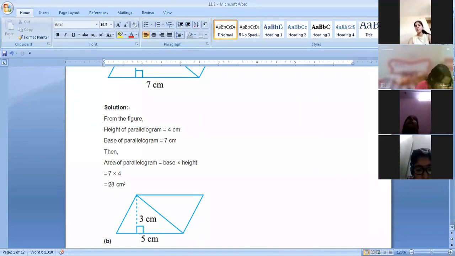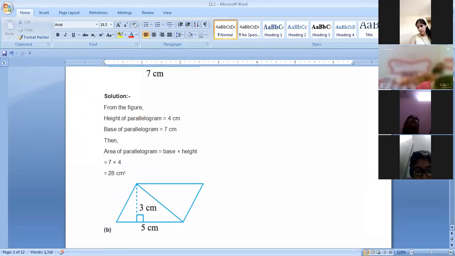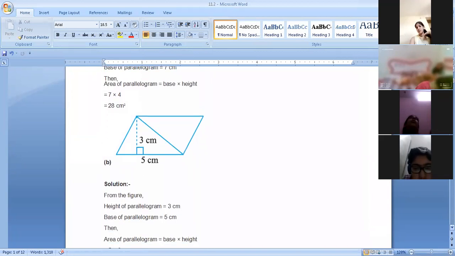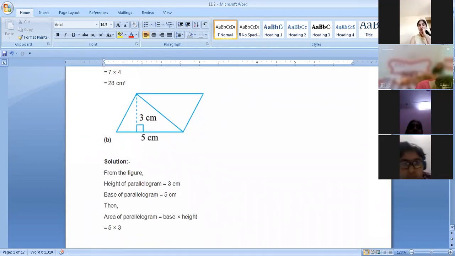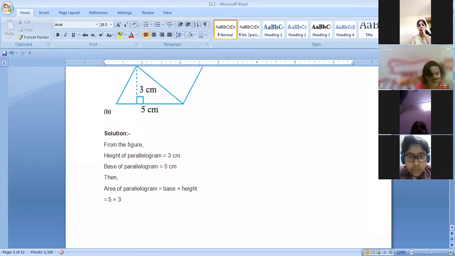So the base is given 5 and the height is given 3 centimeters over here. So when you multiply 5 into 3, yes, 15 centimeters square. That's the right answer. Yes, Ananya, Swajal, answer is correct. Astha, Anshika, right answer.